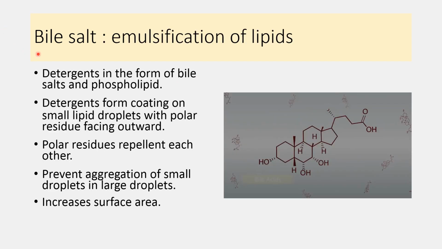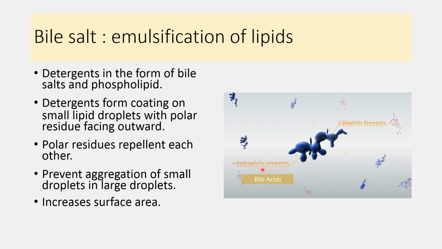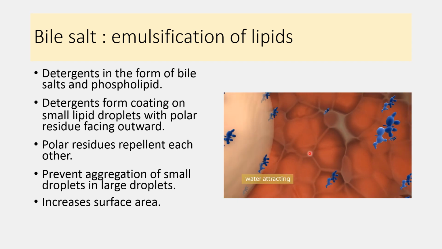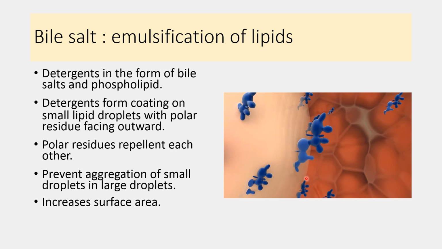Now understand the effect of bile salt on emulsification of lipids. Emulsification is the conversion of large lipid globules into small lipid droplets. Here we can see the structure of bile acids with hydrophilic as well as hydrophobic elements. The hydrophobic elements get attached to the large lipid globules and prepare small lipid droplets.